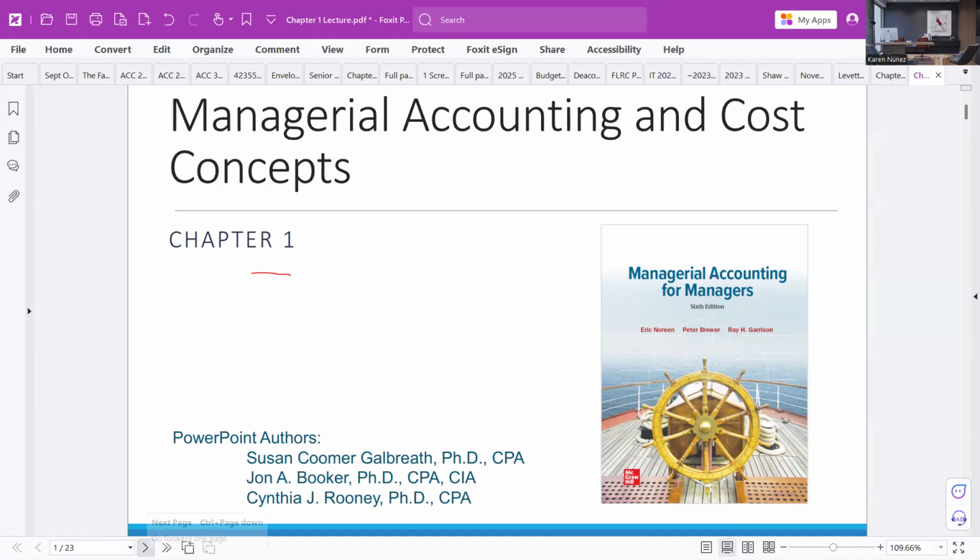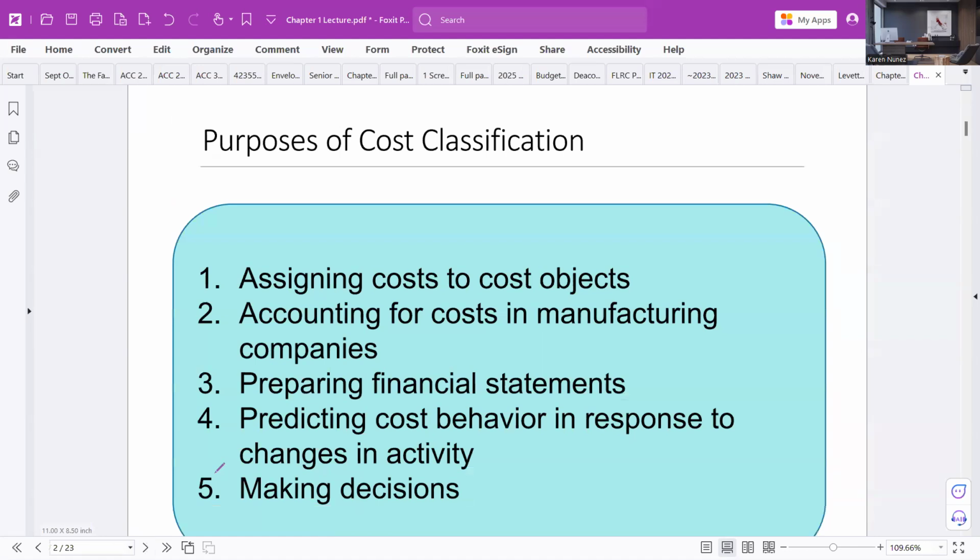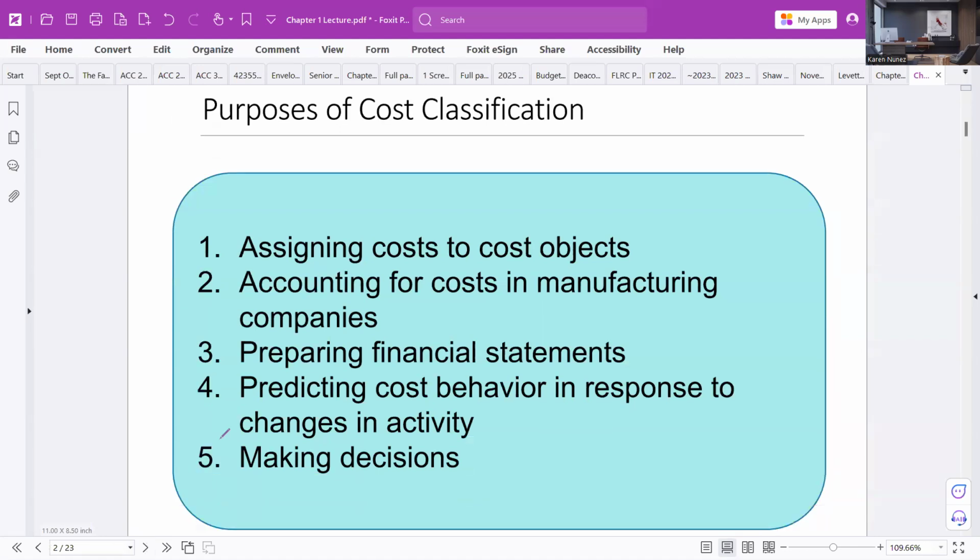So we are starting out by focusing on purposes of cost classification. We need to classify costs because we have to assign them to the cost objects. What's a cost object? A cost object is anything that we require a separate measurement of costs for. We also need to be able to account for these costs in manufacturing companies. They produce product, and the costs have to be assigned to the product that they produce so that they can prepare their financial statements and report on their profitability or lack thereof.